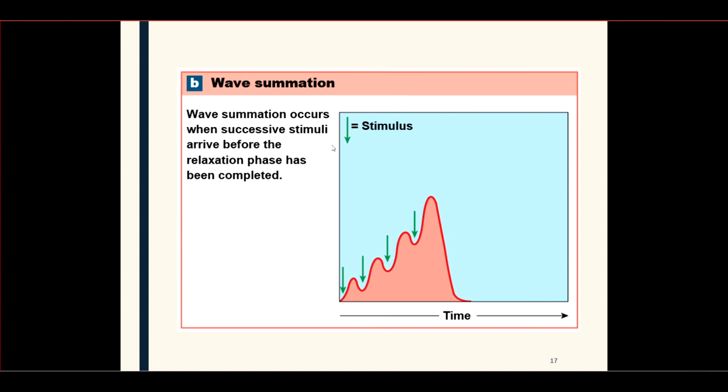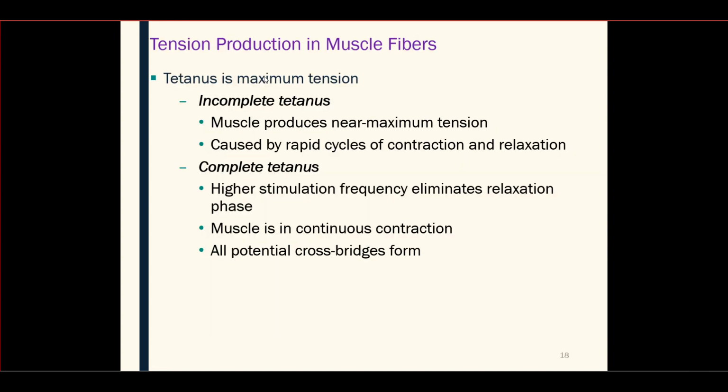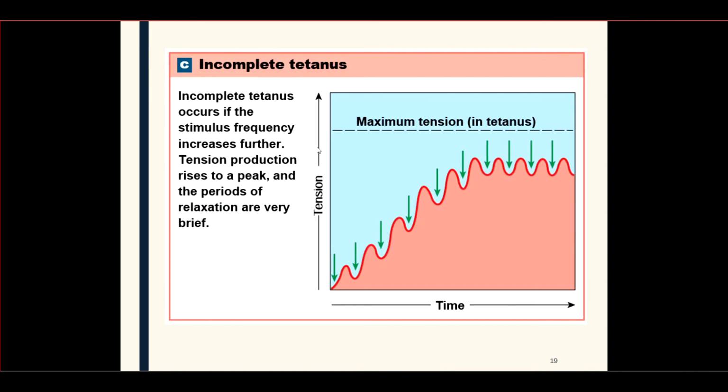So it turns out there are two types of wave summation. The first type is called incomplete tetanus, and the second one is complete tetanus. Complete tetanus is the way our muscle fibers actually behave when we produce our movements to generate full tension. So let me show you the difference. Let's take a look at incomplete tetanus, right? Notice, guys, we're increasing the frequency of stimulation, right? We're going to make the stimulation quicker and quicker.